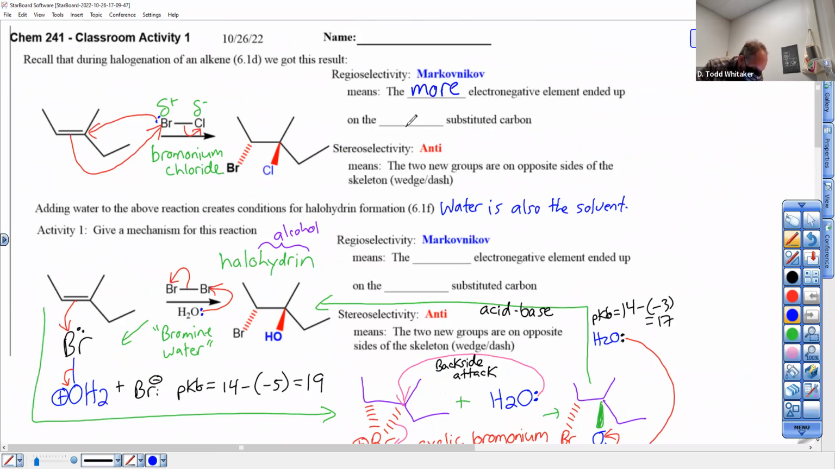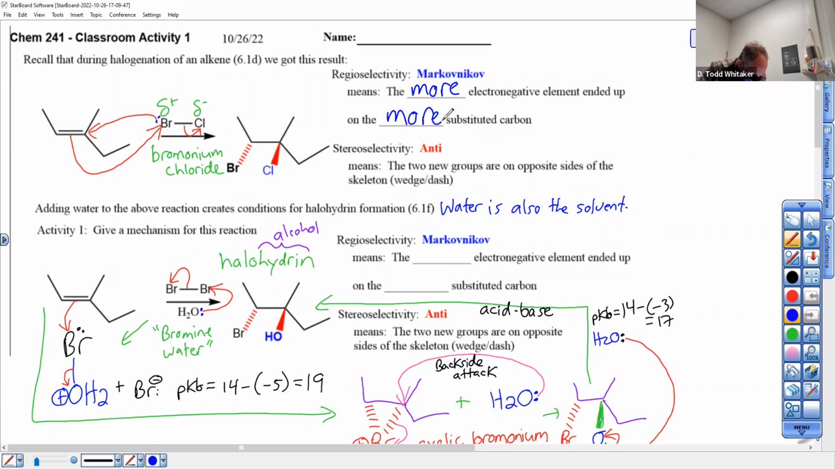Once again, I want more or less. And substituted is just a fancy way of saying which one has a higher degree, the carbon with a Cl or the carbon with a Br, tertiary or secondary. Tertiary is the more substituted carbon where Cl is.